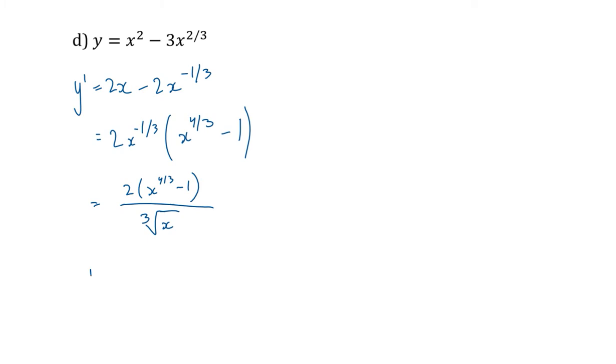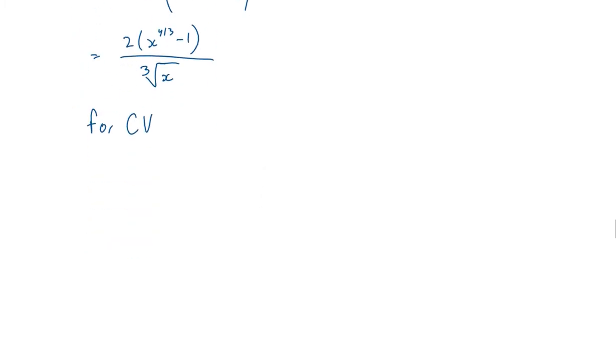Okay. Critical value. So you can do it the other way. You can do a common denominator if you like. I'm not going to show both ways every time. Again, this has a place where the derivative does not exist, but the function did exist at 0.